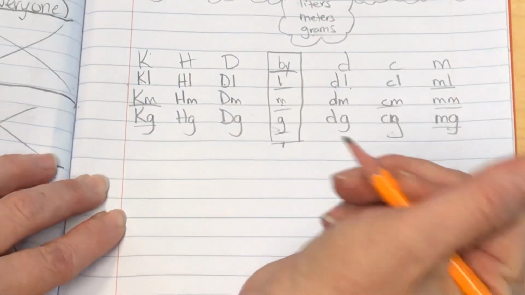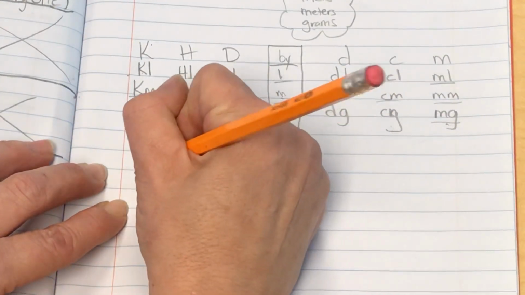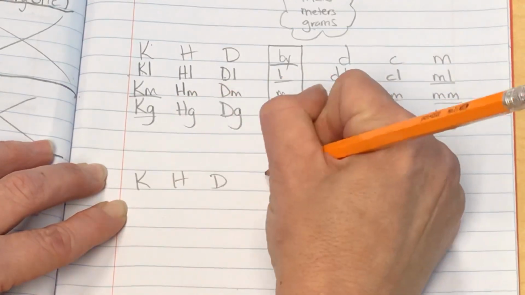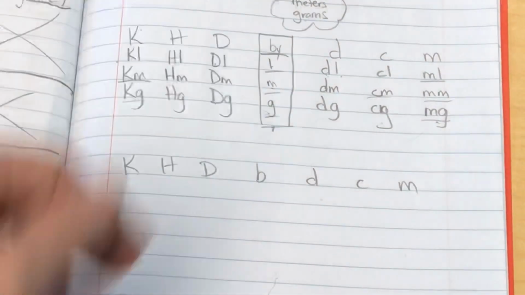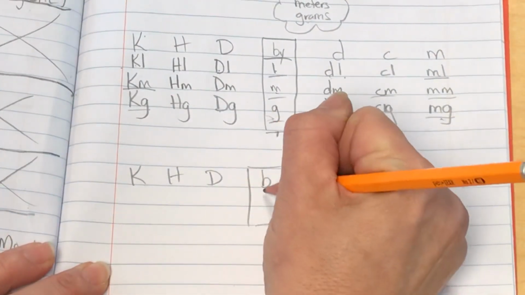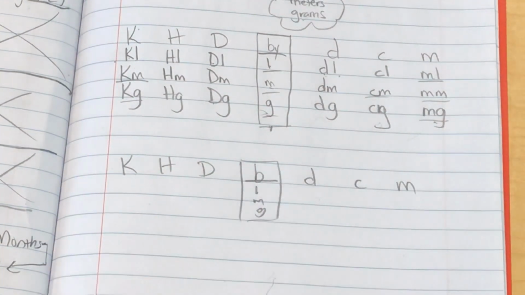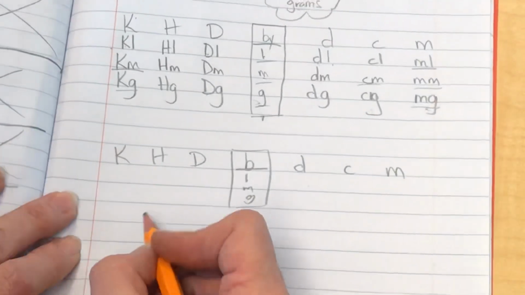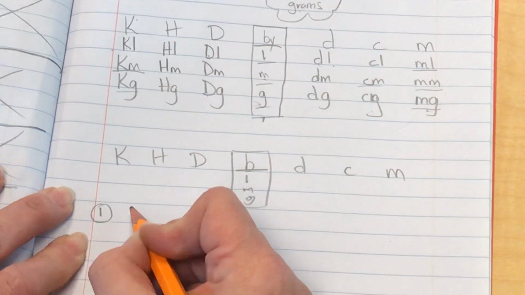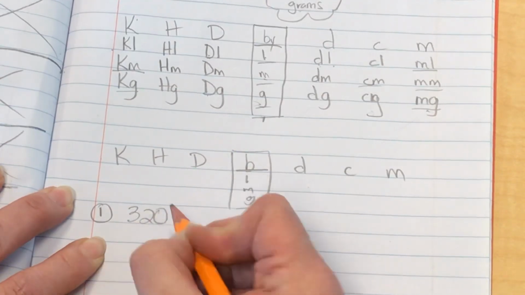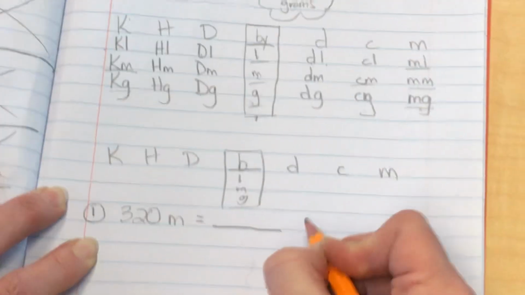I'm going to go ahead and write my cheat code down. Okay, now I know I already have it written up there. I'm going to always box this in and do liters, meters, grams. Always, because I want to see those letters. So now, go ahead and do that. And so now let's try question 1. 320 meters equals how many millimeters?